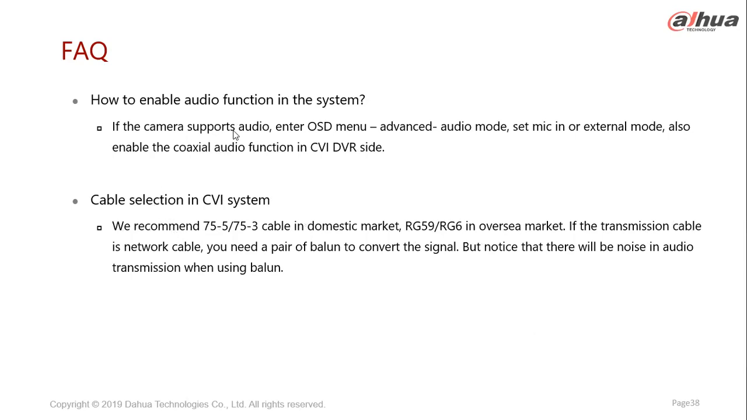How to enable audio function in the system. Go to the on-screen display menu, advanced, audio mode, then set the mic or external mode. If you set the mic, it's internal to the camera. For cable selection for the CVI system, we recommend 755 or 753 cable in the domestic market and RG59 overseas. So RG59 means locally, in your country, that is away from China.